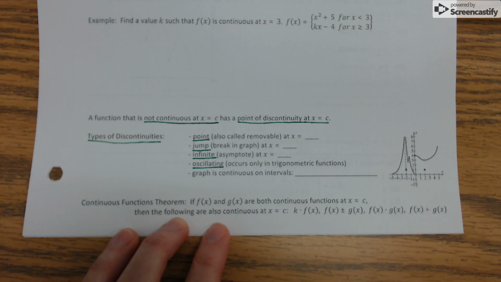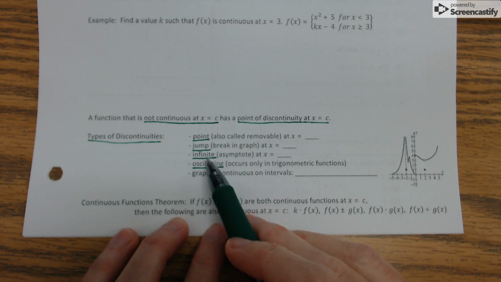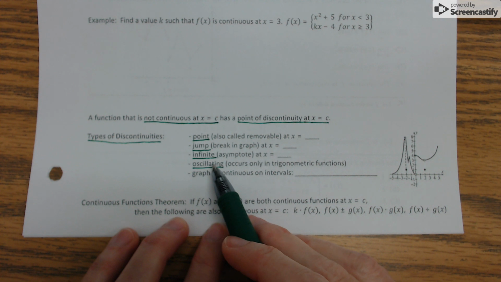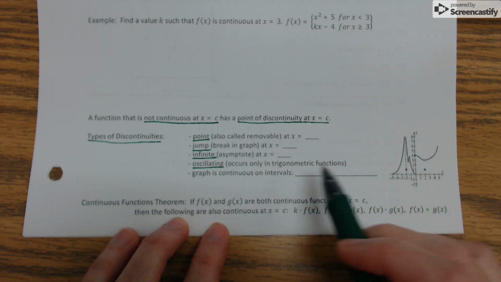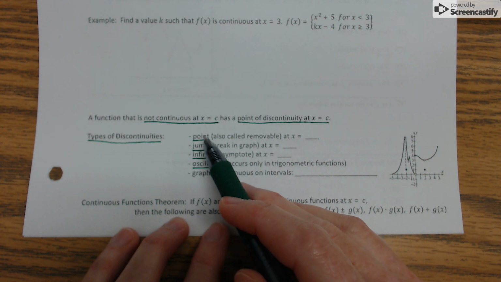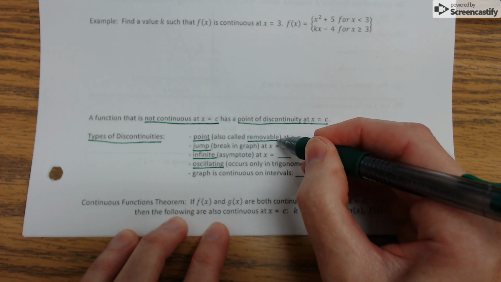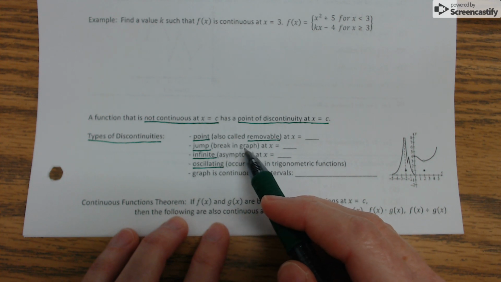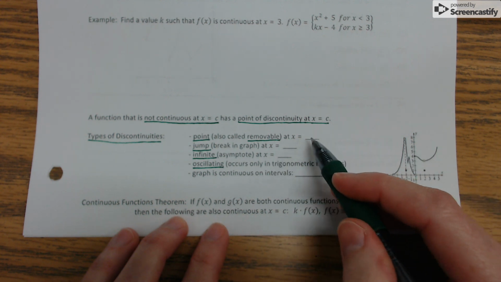The 3 most common types of discontinuities are called a point, a jump, and an infinite discontinuity. The one you'll see less often, in fact, I didn't even find a good graphic of what that looks like, so I'll show you in class what an oscillating function looks like, or an oscillating discontinuity, rather. But I'd like you to try to pick out on this graph where you think these types of discontinuities might occur. So point is also called removable, and it's where a point either does not exist or it's been moved. A jump is best described as a break in the graph, and an infinite discontinuity is where an asymptote occurs. So take a look at that. We'll check your answers when you get to class.